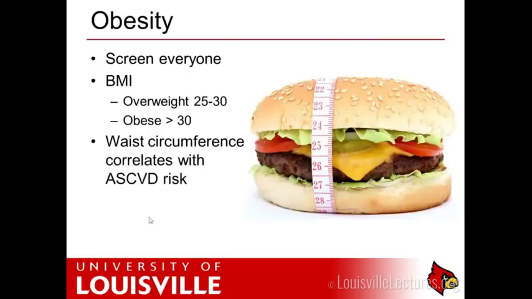So obesity, I think the key things to point out: your cutoffs for overweight and obese people are different for Asians. So for the overweight group it would be 23 to 27, and for obese it would be greater than 27 in Asians. And then it's important to measure waist circumference in people. If you have someone that's overweight but they have a lot of abdominal fat, you check a waist circumference, that also correlates with increased ASCVD risk as that goes up. So it's important to check that too.